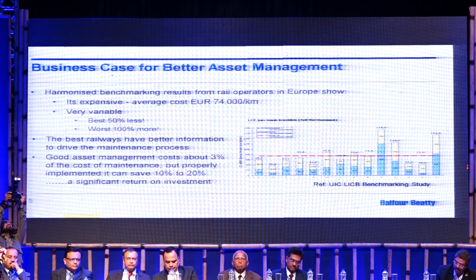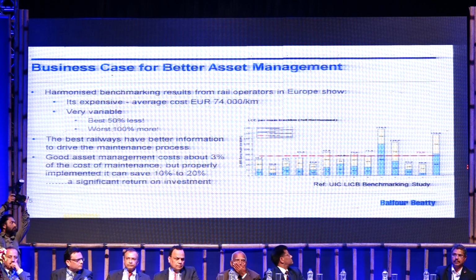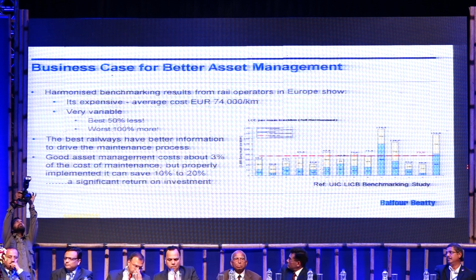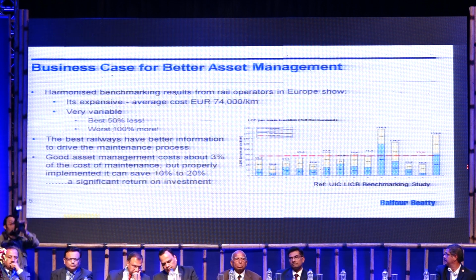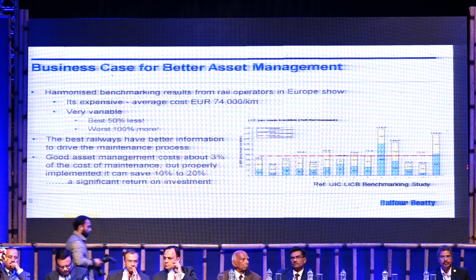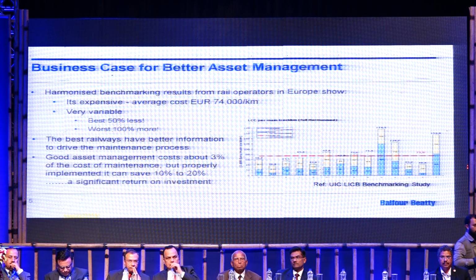So the business case for better asset management comes from our experience in the European market. You can see this graph. The average asset management cost per track kilometer in Europe is about 74,000 euros per kilometer. This graph shows the different railways within Europe and how much they are spending on asset management. With this, you can appreciate a great deal of money is going on asset management.